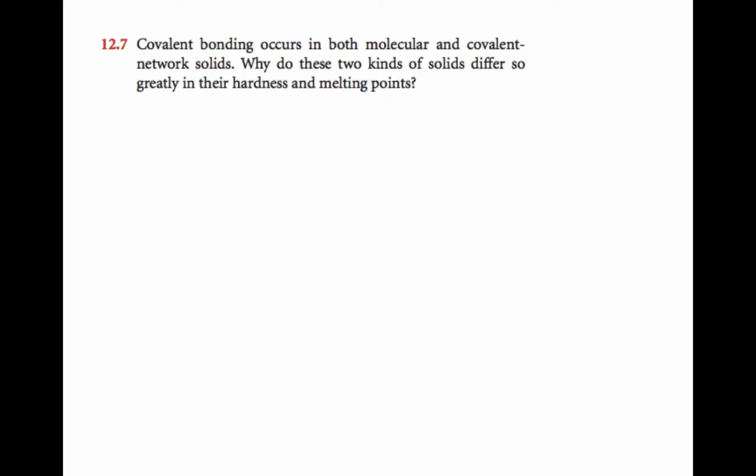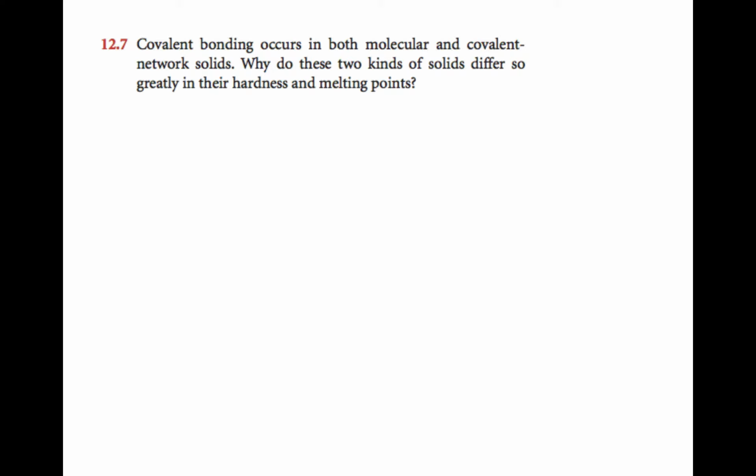All right, so covalent bonding. We're going into a new chapter here, right? Chapter 12, we're dealing with solids. Covalent bonding occurs in both molecular and covalent network solids. Why do these kinds of solid differ so greatly in terms of hardness and melting points?